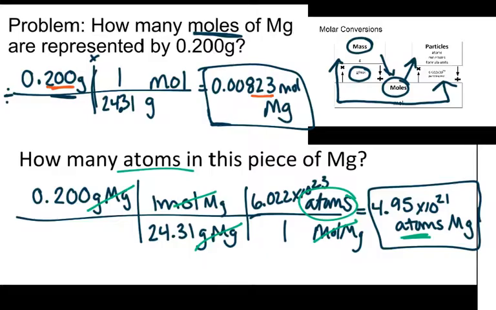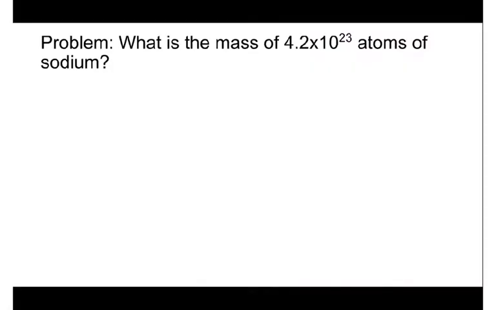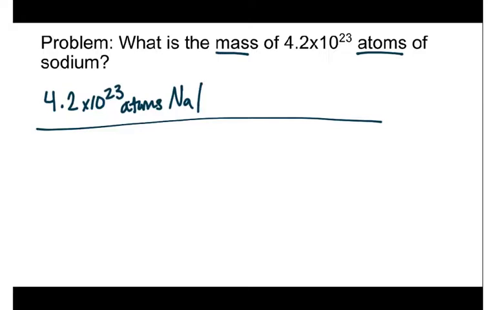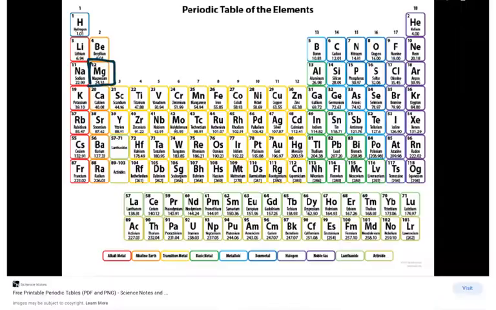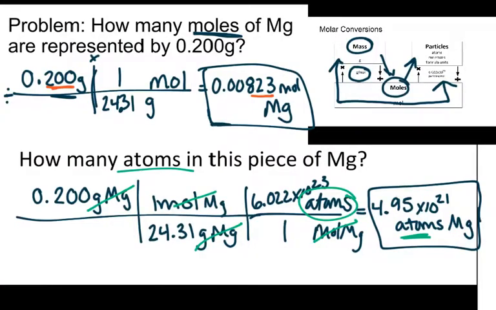Okay, one more example. So, past the periodic table, here we go. Problem: what is the mass of 4.2 times 10 to the 23 atoms of sodium? Again, I can't go straight from mass to atoms. I know I'm going to need to stop at the moles in between. So I'm going to start with my given, 4.2 times 10 to the 23rd, and this is atoms of sodium. The symbol for sodium is Na. So I'm going to just head back to this slide again.